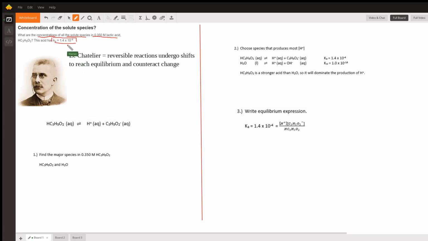So from the information given, this is hinting dissociation. Just from the word solute, we can already deduce that lactic acid is undergoing dissociation with water to produce a hydrogen ion. So before we get ahead of ourselves here, let's consider Le Chatelier's principle. This young lad postulated that reversible reactions undergo shifts to reach equilibrium and counteract change.